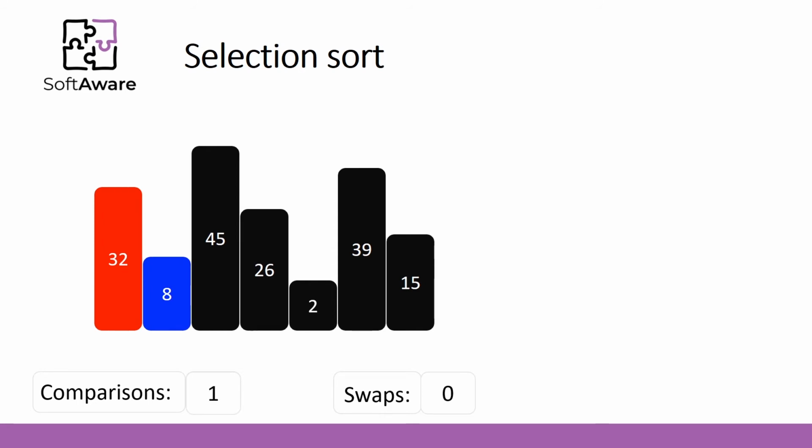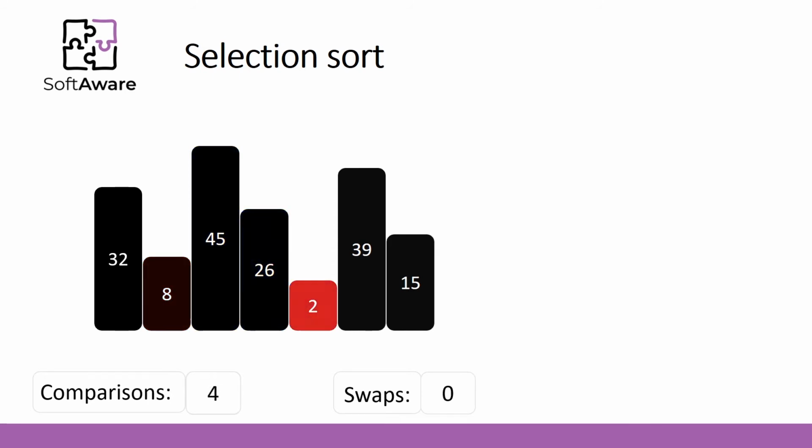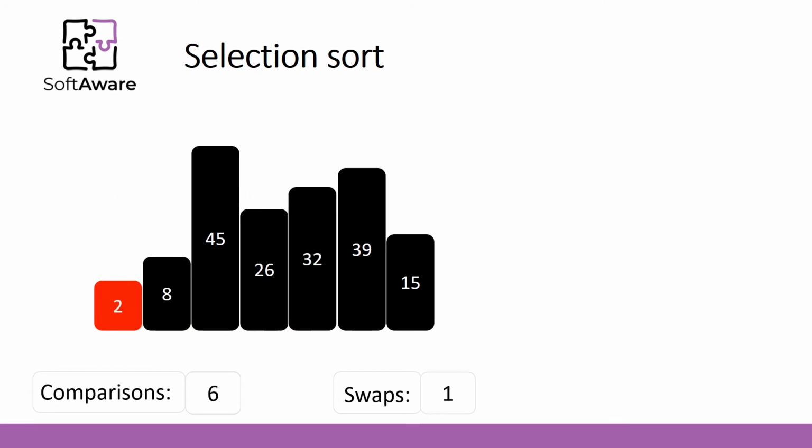We go through the array, and if we find a smaller element, we assign this element as minimum and mark it in red color. Here 8 is smaller than 32, so now the smallest element is 8. The process goes on until the last element in the array is reached. In the first circle, the minimum element is found, that is 2, and it is swapped with the first unsorted element in the array. Then it is marked as sorted, in green color.